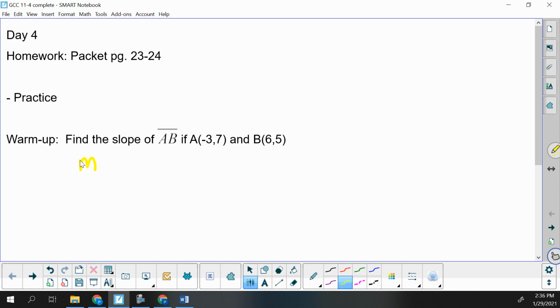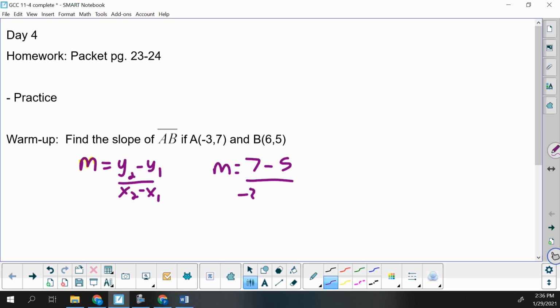All right, so slope is y2 minus y1 over x2 minus x1. I'm going to choose to start with my y value of 7 minus my y value of 5. Since I started with 7, I got to start with its x value of negative 3 minus the x value of 6. This will give us 2 over negative 9, so negative 2/9 is our slope.